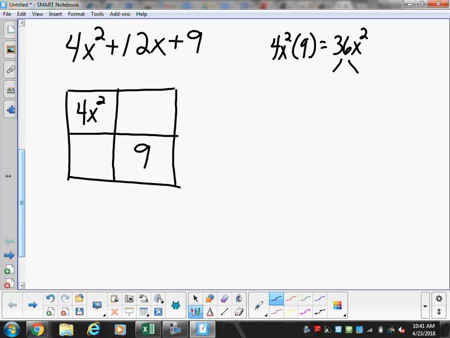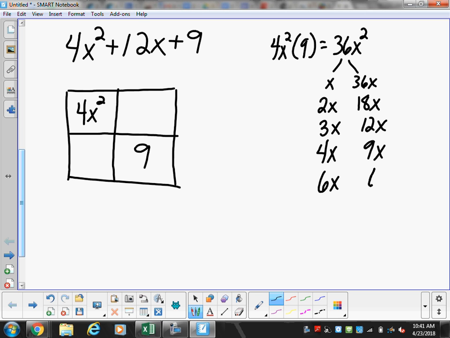And so then I'm going to go through the factors. x and 36x, 2x and 18x, 3x and 12x, 4x and 9x, 6x and 6x.